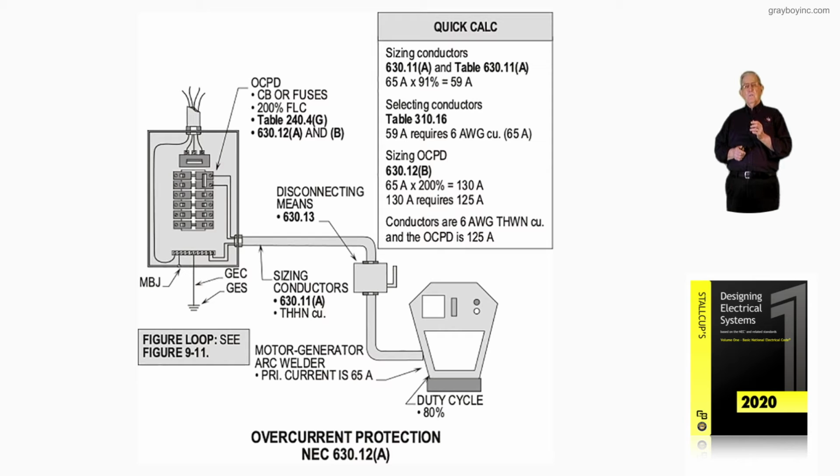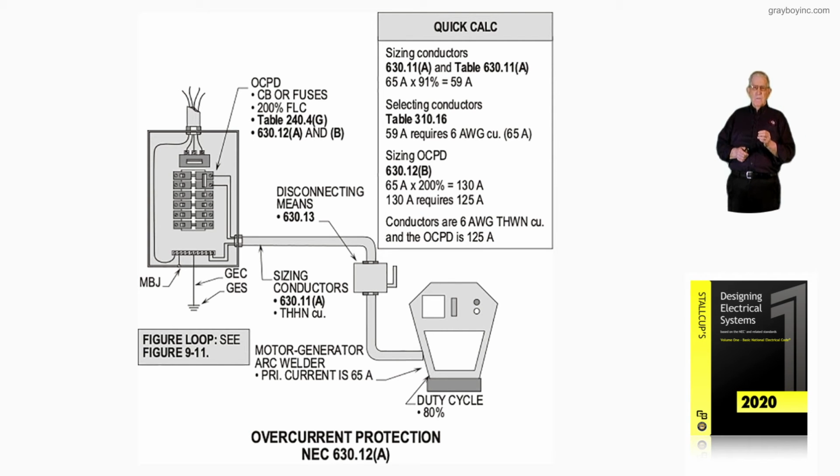Now going over to the quick calc, we would take sizing the conductors in accordance with 630.11(A) and Table 630.11(A), and based upon the duty cycle of 80%, we get a 91% multiplier. So 91% of 65 is 59. From Table 310.16, the 59 amp calculated load there, based upon 91%, would require number 6, good for 65 amp in the 75-degree column.